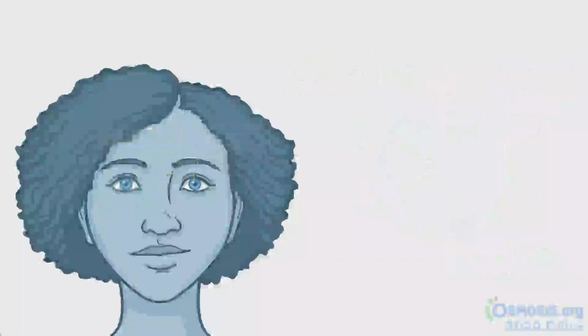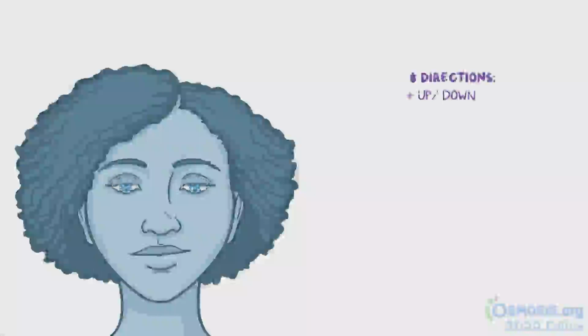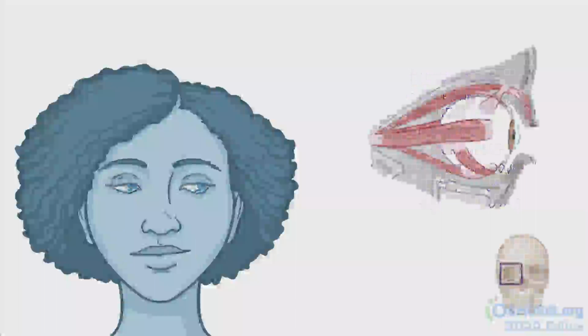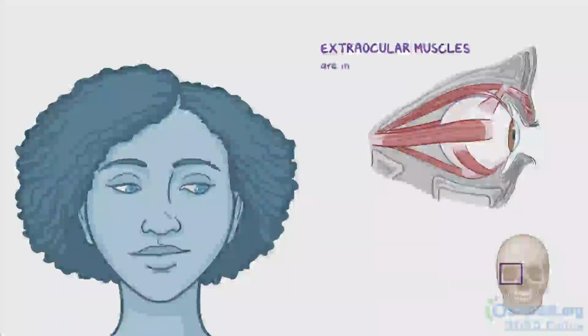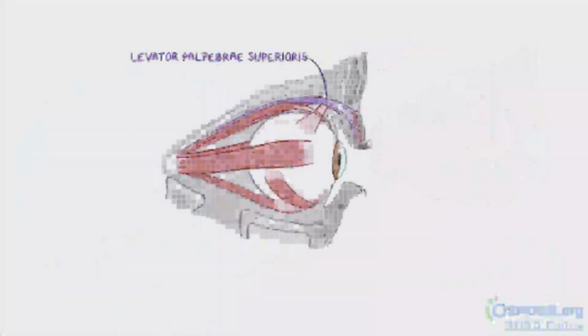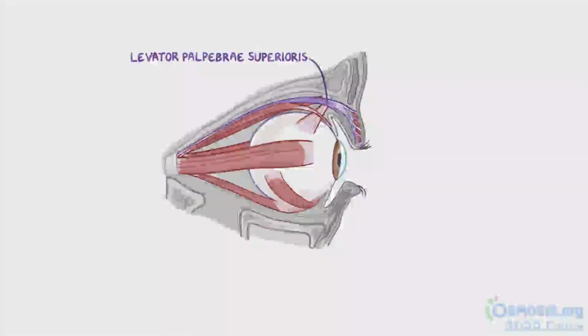All right, so from the primary position of the eyeball, remember that's when you're looking straight forward, you can look in 8 different directions: up or down, right or left, and in diagonal: right and up, right and down, left and up, and left and down. Most of the extrinsic muscles of the eye, or extraocular muscles, are in charge of doing this. There's 7 of them in total, and the only one that isn't involved in the eyeball movements is the levator palpebrae superioris, which instead elevates the superior eyelid so we can open our eyes.